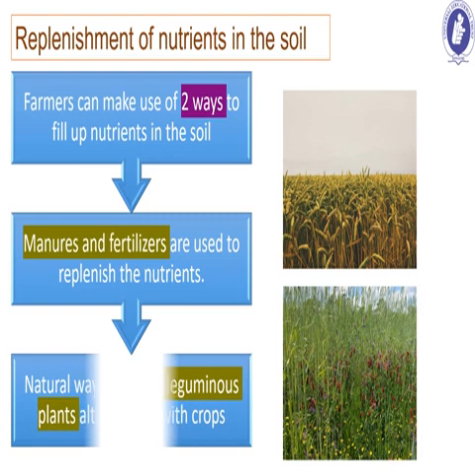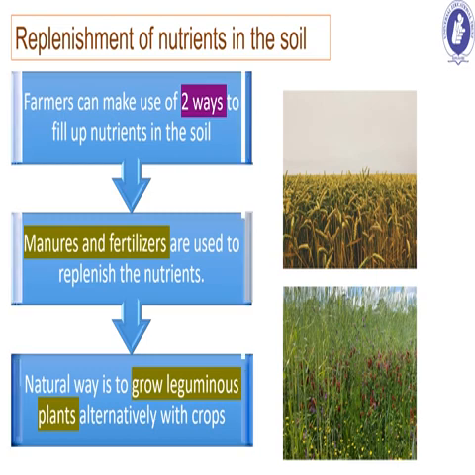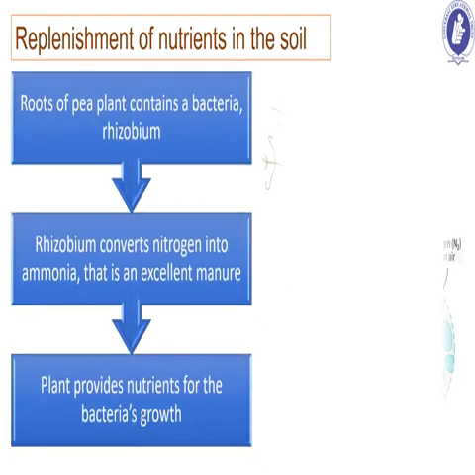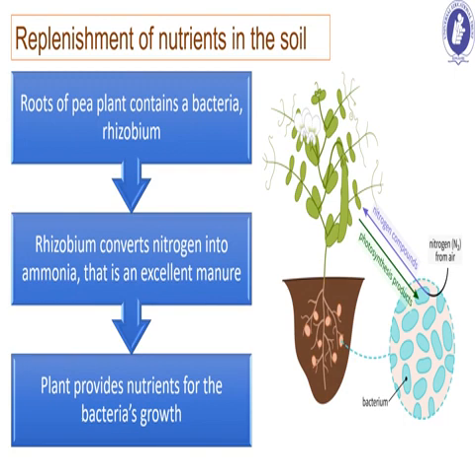One more method is they can grow leguminous plants alternatively with crops. So this is a more natural way. They don't have to make use of money. They don't have to put so much money into this natural method. That is, alternatively they will be growing leguminous plants along with the crops. As we already told, the pea plant can replenish the nitrogen content in the soil.